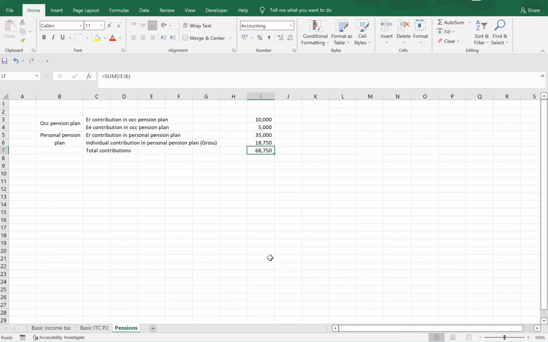Now comes the annual allowance. Please focus on the calculation because there's a tendency that you might get it wrong. Okay, so please focus. Total contribution is 68,750. In our example, this is case number 1. So I'll call this case number 1. All right. Done.